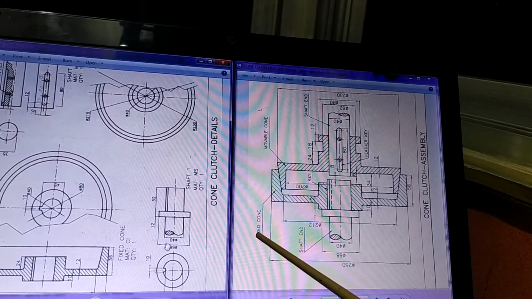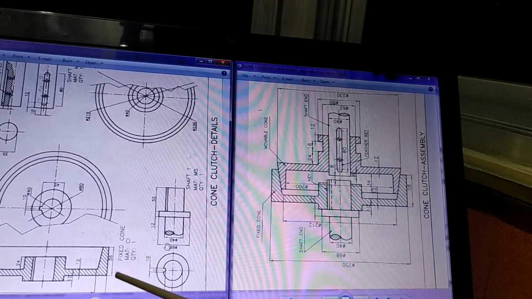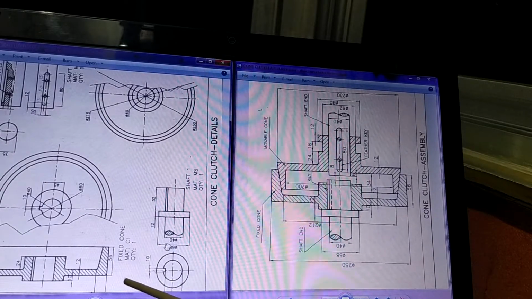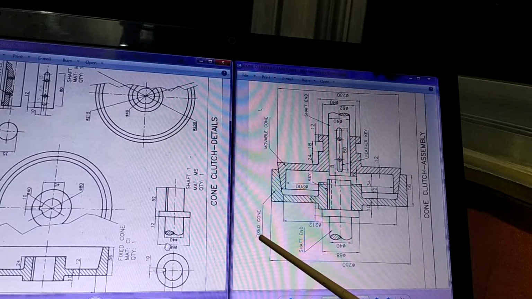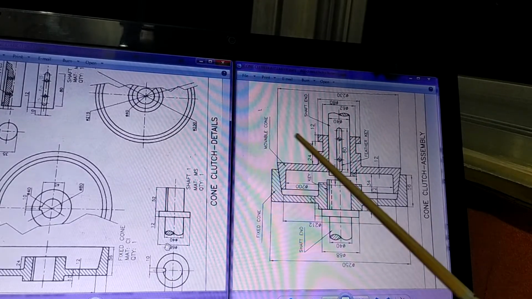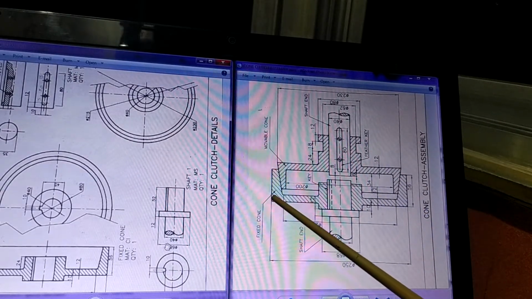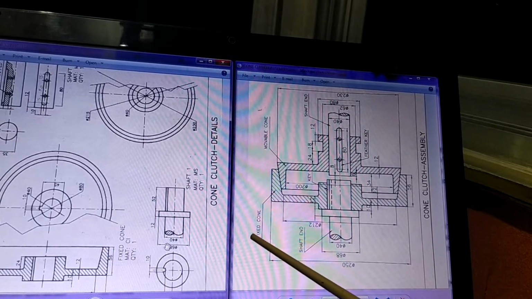Normally what happens is that the name is never written. There is a serial number given to each part. Suppose this part is given serial number 1. Then this is called part number 1. So only this much is written: part number 1, part number 2, etc. And then the dimension that is important is the overall dimension.